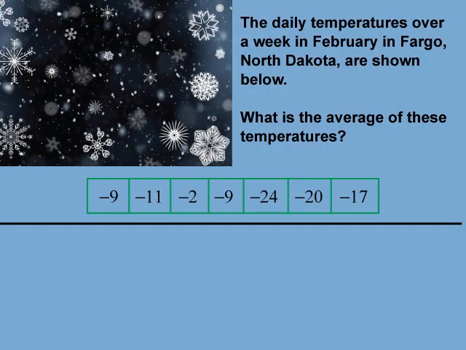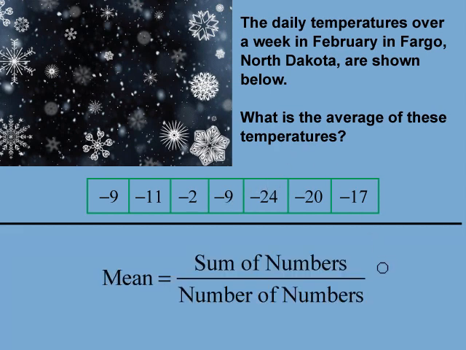Let's look at a final example. The daily temperatures over a week in February in Fargo, North Dakota are shown below. What is the average of these temperatures? Notice that in this data set, all the numbers are negative. This means that the mean temperature will also be negative. And this is because a negative divided by a positive is negative.